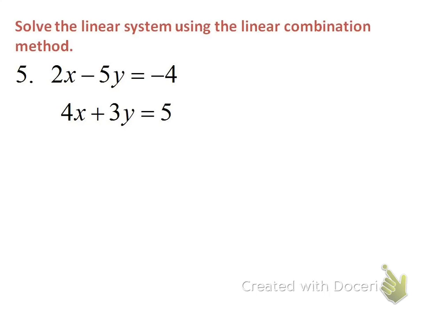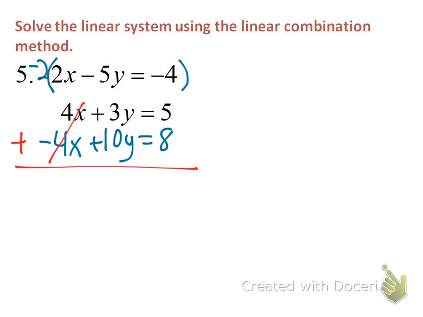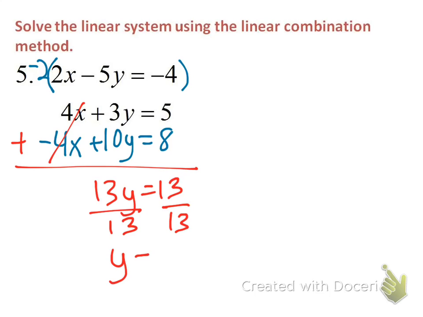Do you guys see opposites? No? Anyone know how to get opposites? Negative 2, where? Top, good. So that would give me negative 4x plus 10y equals 8. Ready to add. Those go away. 13y equals 13. So y is going to equal 1.